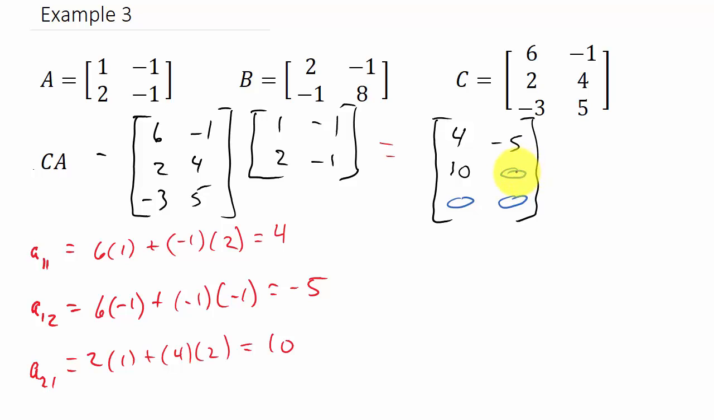Now I need second row, second column. So I multiply the second row times the second column. So let's see, we've got A, 2, 2. So 2 times negative 1 plus 4 times negative 1. And that's negative 2 plus negative 4 is negative 6.